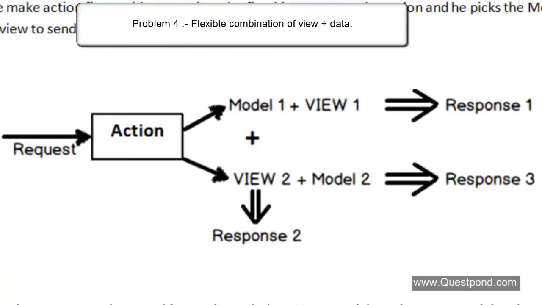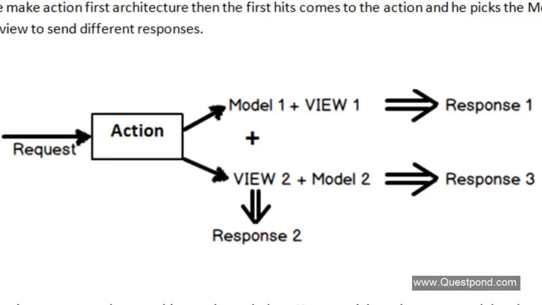Problem number 4, flexible combination of view and data. Now, when an end user sends a request to a website, what the end user gets is nothing but a combination of view, that means some kind of HTML or structure, and data which comes from a model or a business layer.